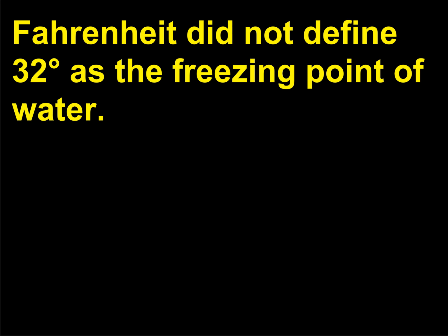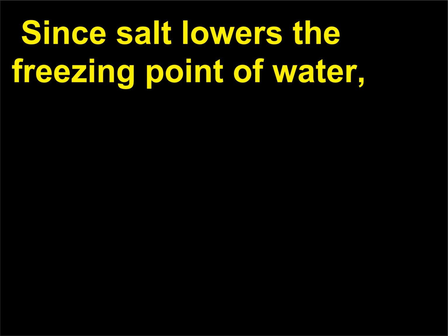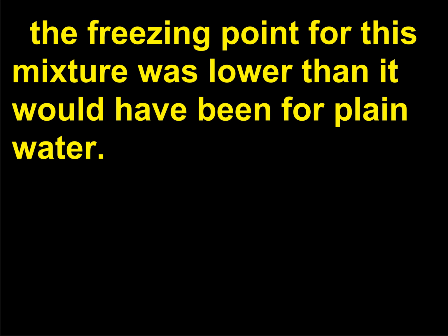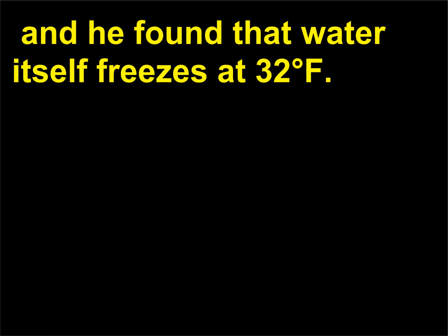Fahrenheit did not define 32 degrees as the freezing point of water. Instead, he defined 0 degrees as the freezing point of a water and salt mixture. Since salt lowers the freezing point of water, the freezing point for this mixture was lower than it would have been for plain water. Upon defining the degree intervals between the freezing and boiling points of the water and salt mixture, he found that water itself freezes at 32 degrees Fahrenheit.